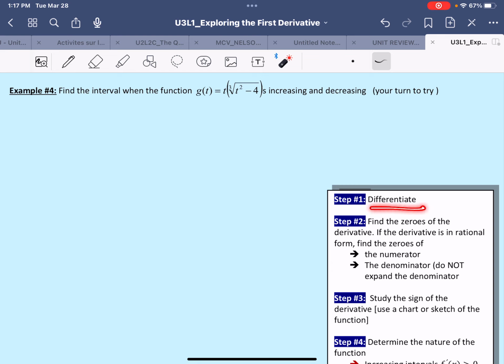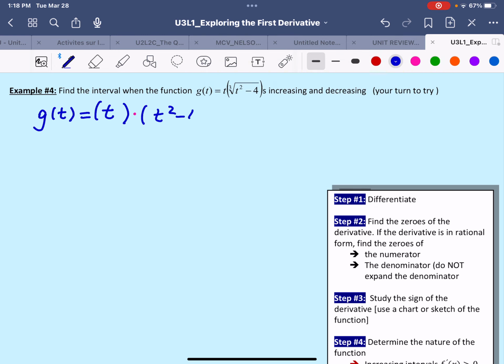So step number 1, differentiate it. Before I do so, I will rewrite the function in power form. So we have a factor t that is multiplying the other factor, which is t squared minus 4 raised to the power of 1 over 3.